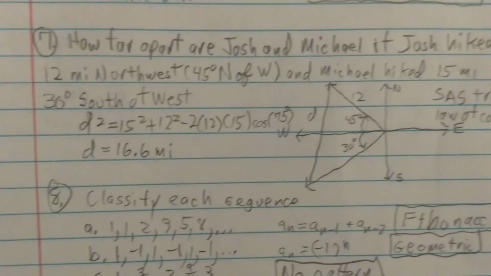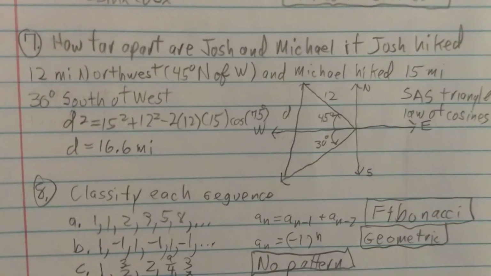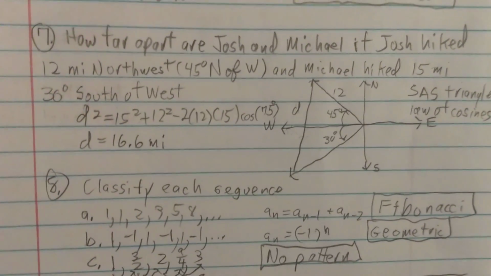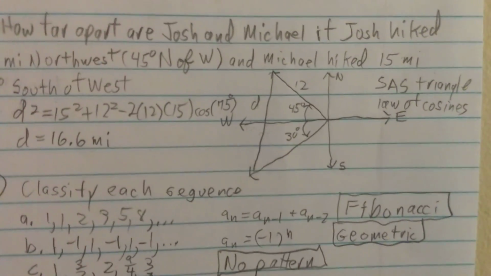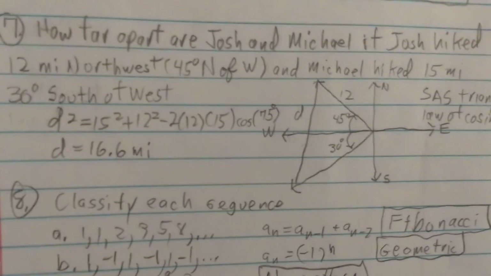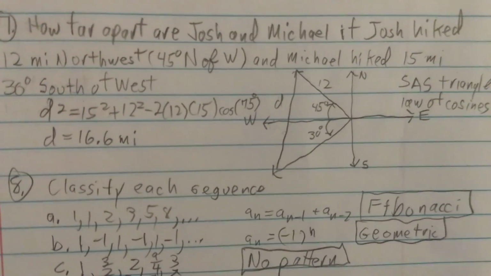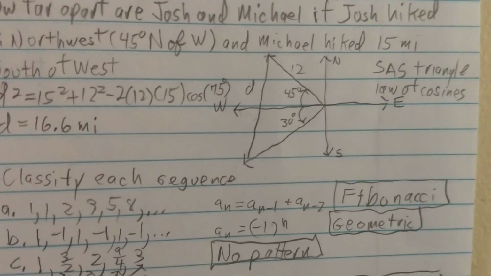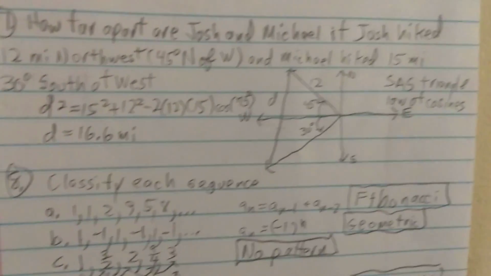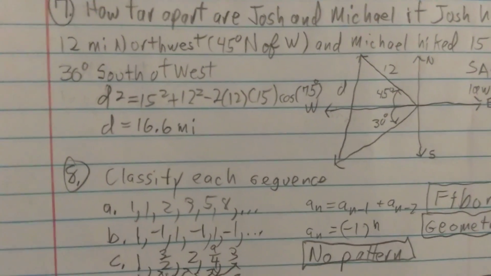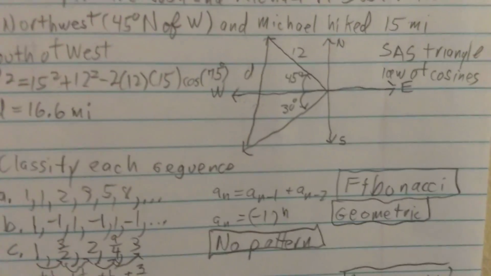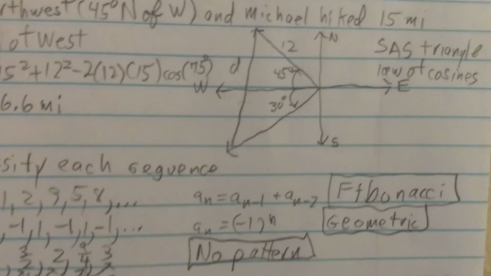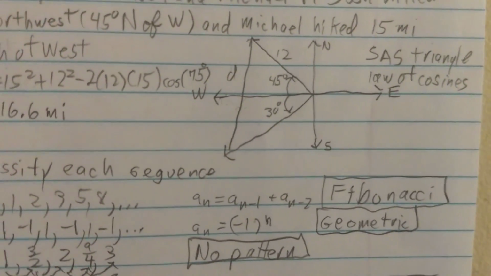Now 7 is going to be, well, we'll do the law of cosines on this one, it looks like. So how far apart are Josh and Michael if Josh hiked 12 miles in a northwest direction, or 45 degrees up from west, or straight left, and Michael hiked 15 miles, 30 degrees south of west. Now notice where the down 30 degrees is. That leg should be 15. I just didn't put it down there, but that's what our instructions are telling us.